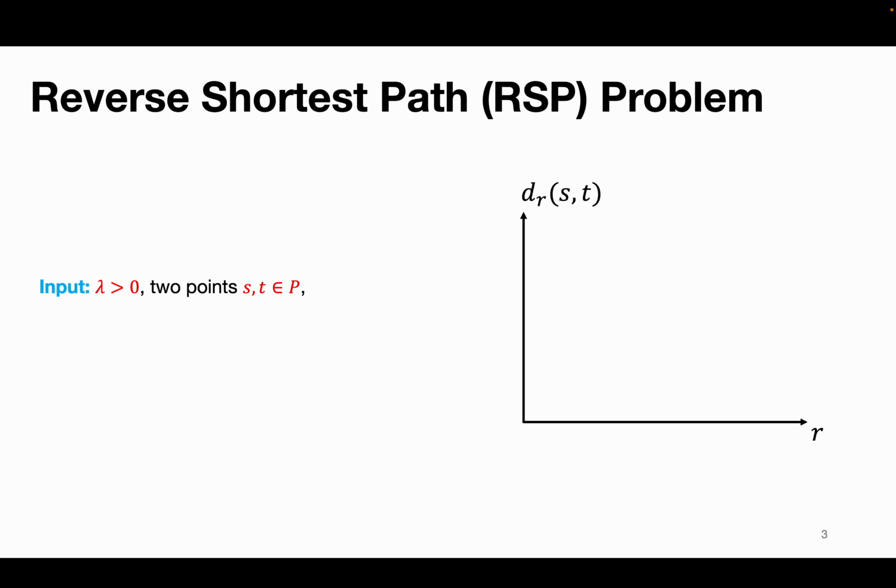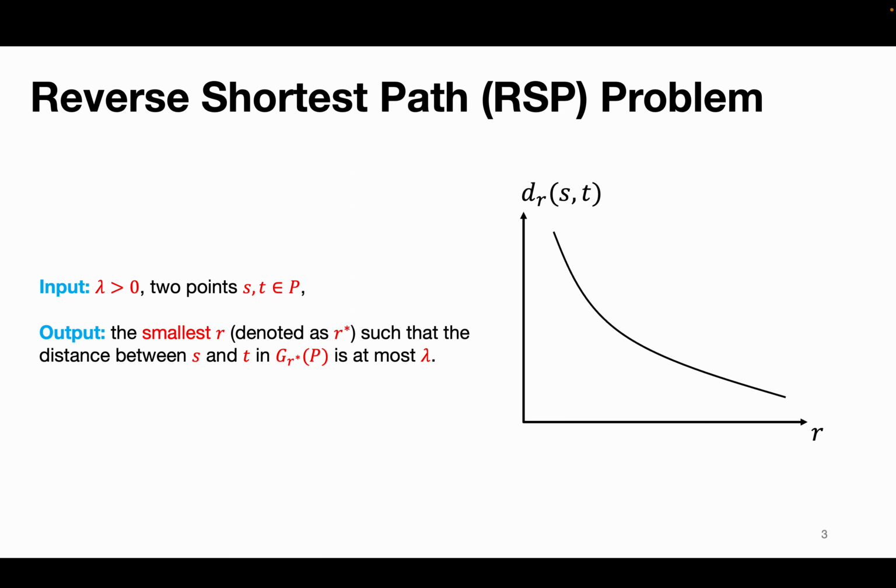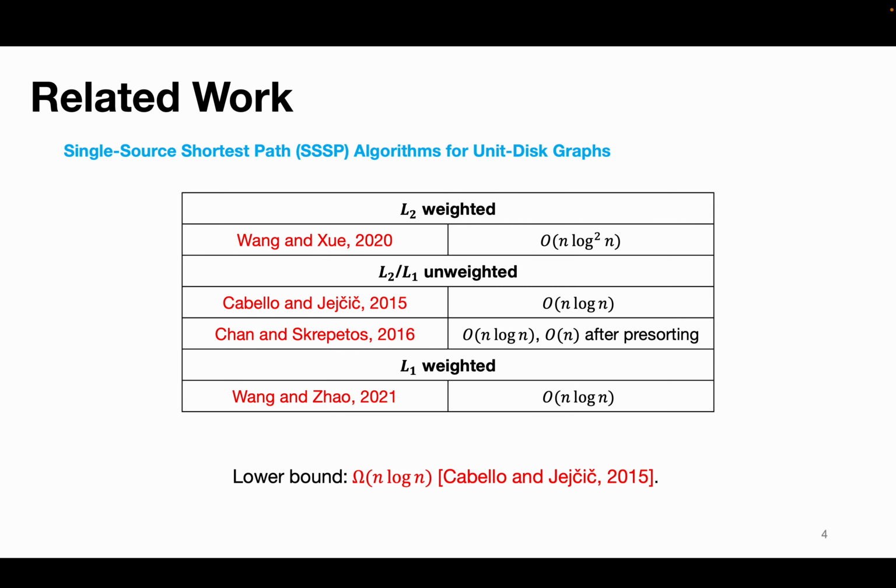Next, we consider the reverse shortest path problem. We are given a parameter lambda, which is larger than 0, and 2 points s and t in P. We need to compute the smallest parameter r, denoted as r star, such that the distance between s and t in the unit disk graph with respect to parameter r star is at most lambda. Note that the distance between two fixed points s and t over the parameter r is monotonically decreasing.